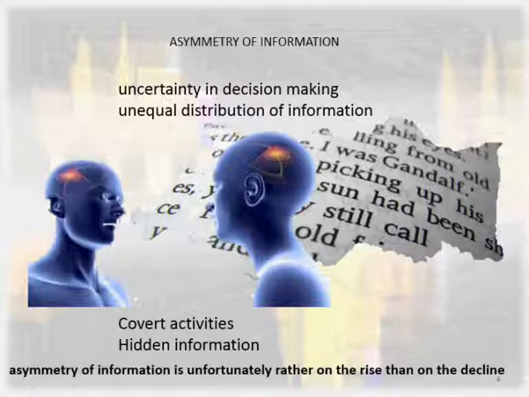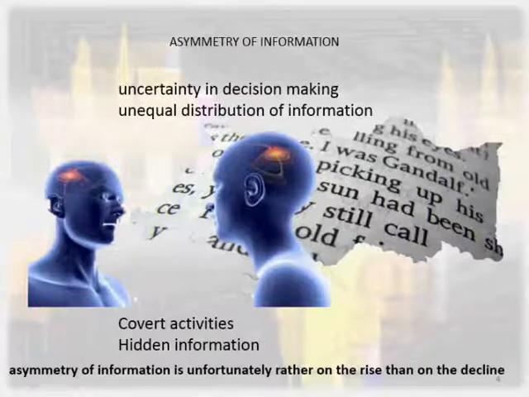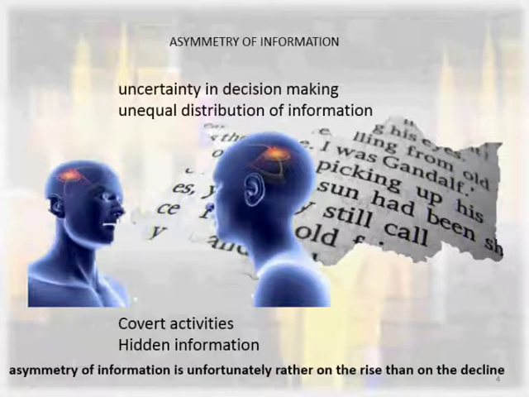Information asymmetry can be divided into two areas: covert activities, that is, those activities which cannot be identified and observed at no additional cost; and hidden information, where one party has access to better sources of information than the other, or one side of the market has more technical know-how, etc. Generally, asymmetry of information is unfortunately rather on the rise than on the decline.